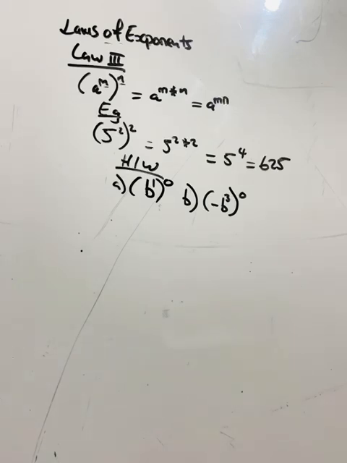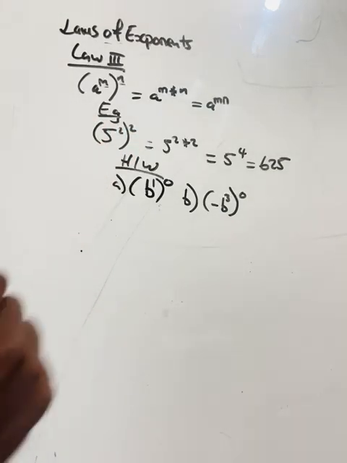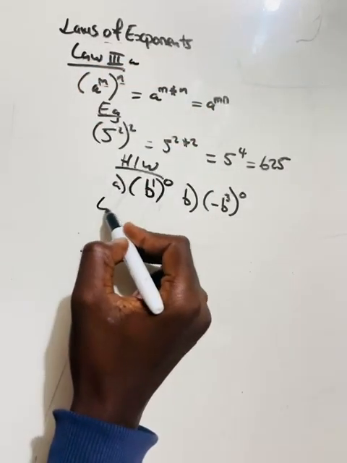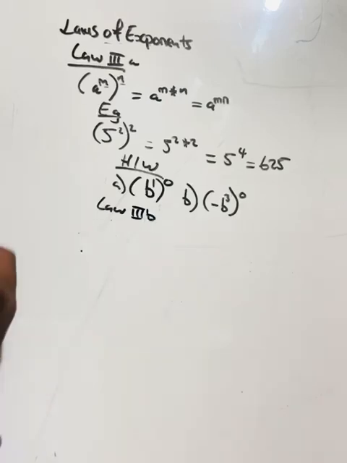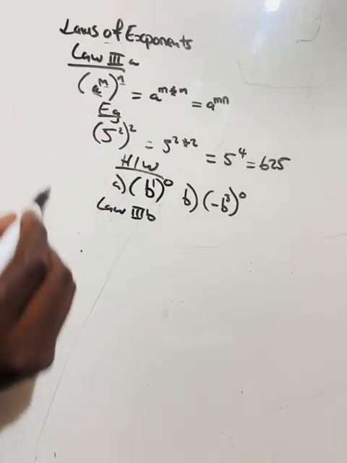All right, so we move on to the next question. Now, under law 3, we have got 2 types of laws. Actually, this is law 3a. Then we've got what we call law 3b. Right? What does it mean? Remember, under this first law, we're having a what? We're having a single base.